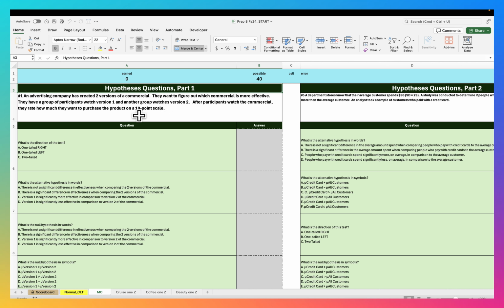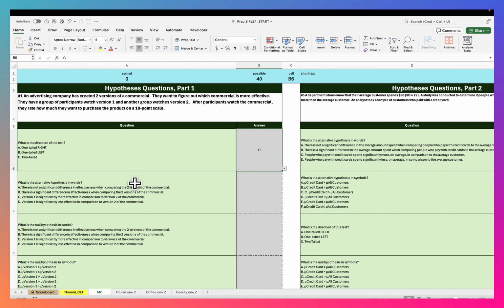Now, because they say they want to figure out which commercial is more effective, it means that they don't know. And if you don't know up front, then you're always dealing with a two-tail test when you don't even have a suspicion of which one's better than which. So that's two-tail. What's the alternative hypothesis in words?